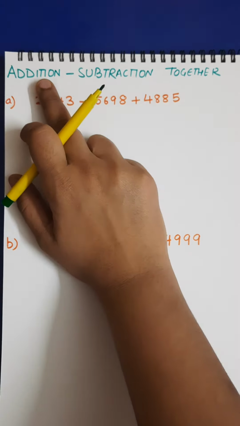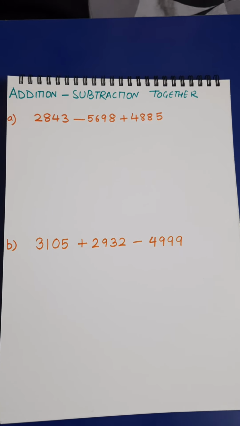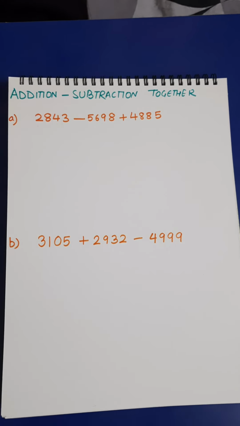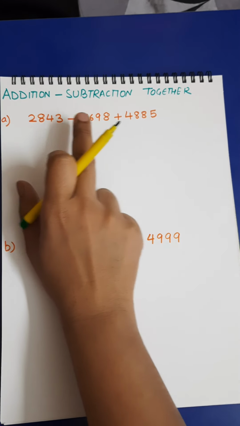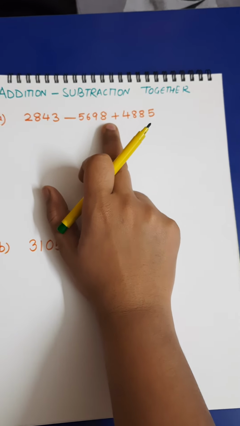So today we are going to start our new topic, that is addition and subtraction together. Till now we have been doing addition with similar numbers, the addends, and then we have been doing subtraction. Now here we have one complete question in which we have subtraction and addition both.